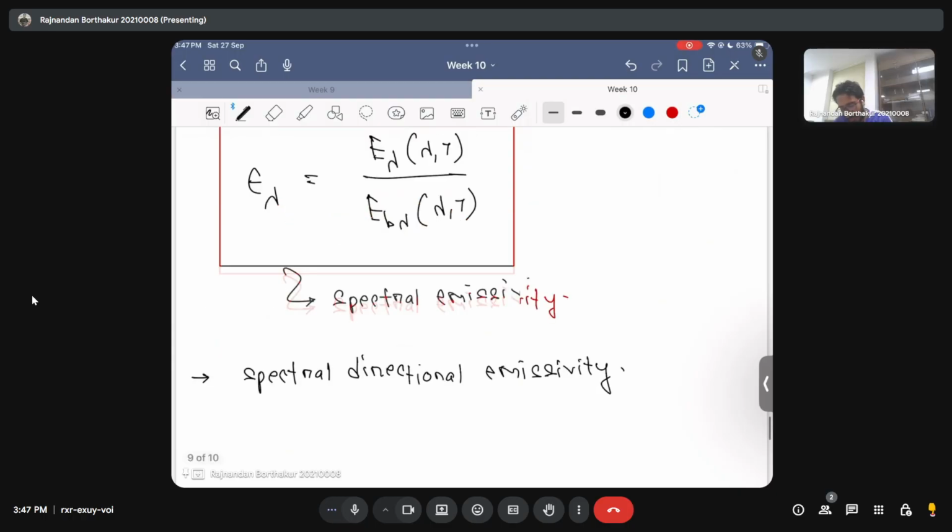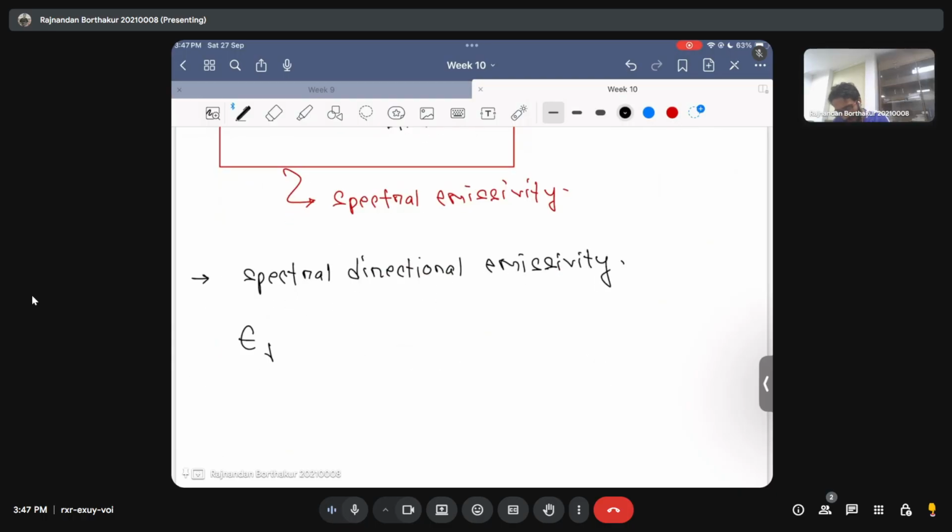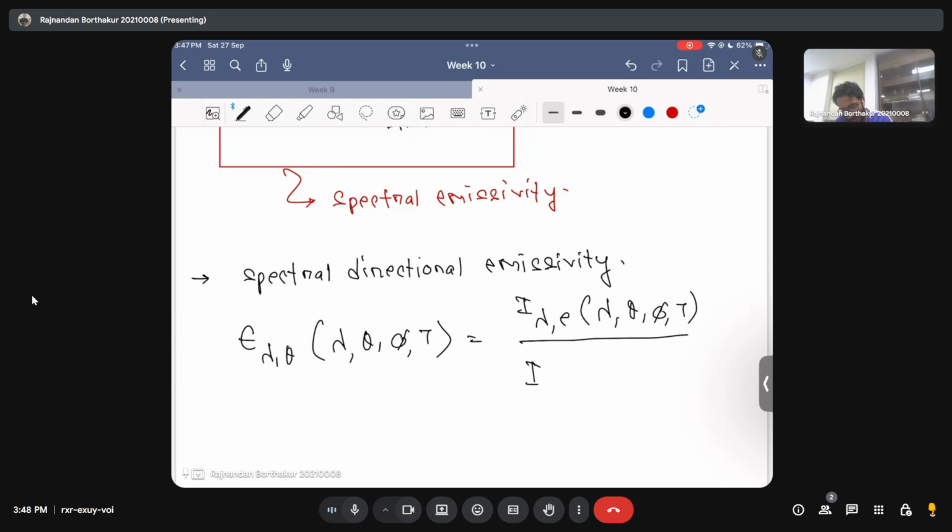And this is defined as epsilon lambda comma theta, because now this becomes a function of lambda, it becomes a function of direction as well, and of course it's a function of temperature. So this spectral directional emissivity is the ratio of the spectral intensity of emitted radiation for the real body, which is a function of lambda, theta, phi, and temperature, to the spectral intensity of radiation of a black body, which is also of course a function of these quantities.